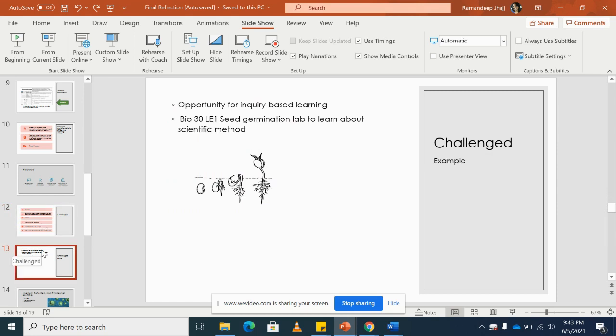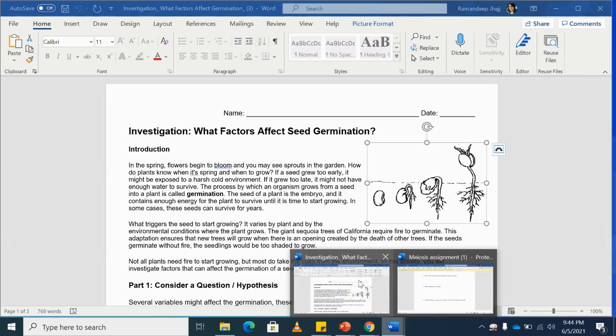One thing that I have learned about students feeling challenged is that students should be encouraged to take their learning beyond textbooks. They should be given an opportunity for inquiry-based learning. Here is an example of inquiry-based learning. For outcome LE1, which is learning about scientific methods, a student can actually do a lab activity and show their learning. That is an example of inquiry-based learning, and this is what the lab looks like.